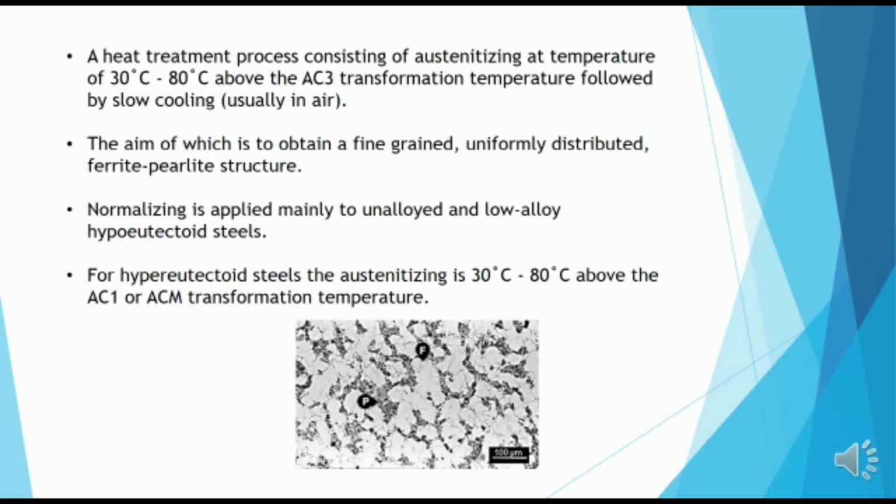Normalizing is applied mainly to unalloyed and low-alloyed hypoeutectoid steels. For hypoeutectoid steels, the austenitizing is 30 degrees Celsius to 80 degrees Celsius above the AC1 or ACM transformation temperature.